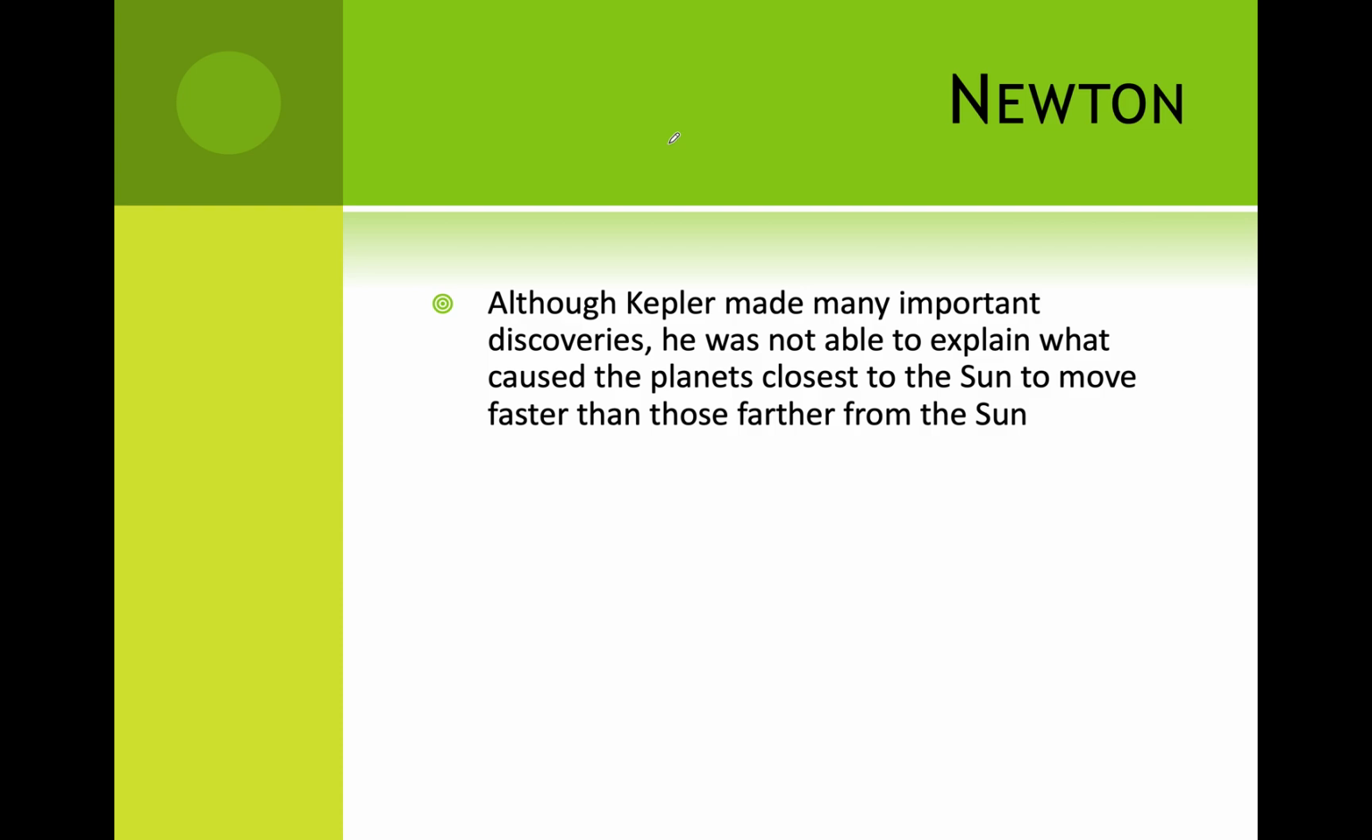Kepler made a ton of amazing discoveries, and his first and second law, right? The fact that all planets orbit in this elliptical shape and that they do so with this equal area law, amazing discoveries. But he wasn't really able to explain what made the planets that are closer to the sun move faster than the ones farther from the sun, or even just a single planet, when it is closer to the sun, moves faster than when it is further. And he couldn't explain that.